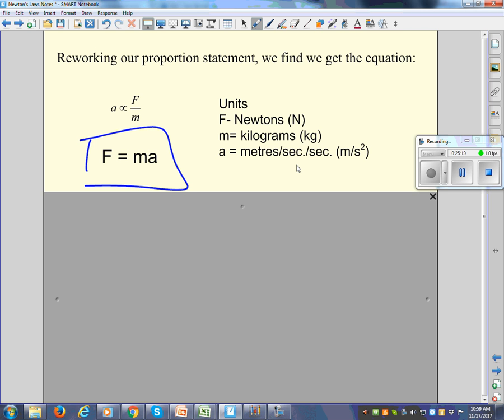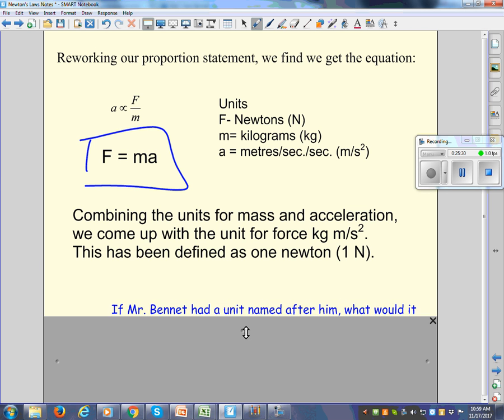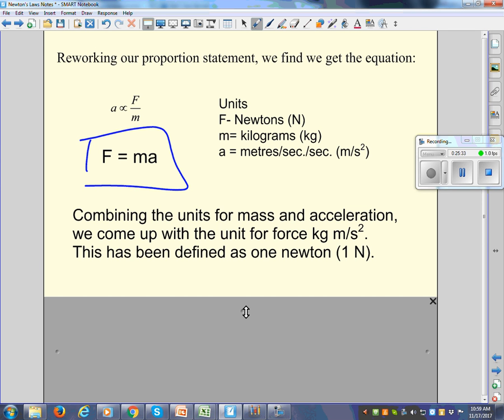So Newton's pretty special because he has a unit, a physics unit, a quantity named after him. I think that's pretty cool. Combining the units for mass and acceleration, okay? Because mass is measured in kilograms and acceleration is meters per second squared, the true unit for force is the kilogram meter per second squared. And we've defined that to be 1 Newton. Okay? Newton didn't call it that himself. He didn't call it Newtons after himself. He would have called it kilogram meter per second squared.